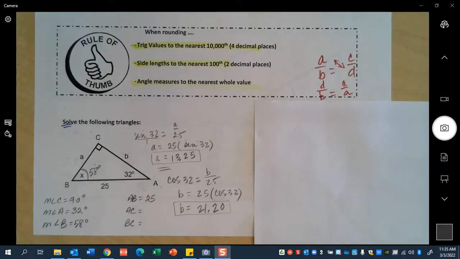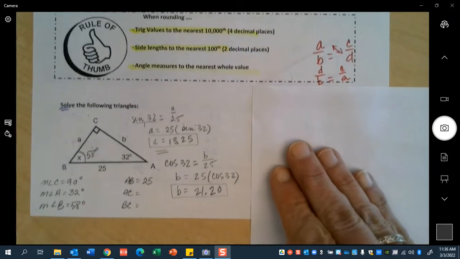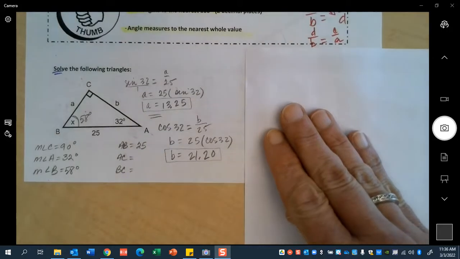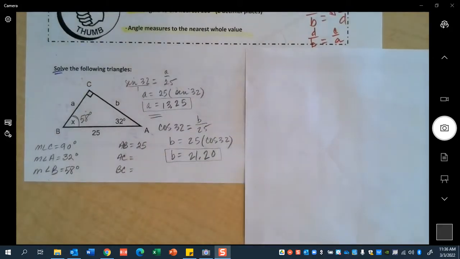All right, so come back. I want to talk about this first one because I want to make sure you understand the different choices that you have when you're solving for these values. I listed what I have. I know I have a 90-degree angle and a 32-degree angle, and I know I have a side length of 25. Those are the 3 pieces of information that were given to me. When they ask me to solve a right triangle, half the work's already done. That's the good news.